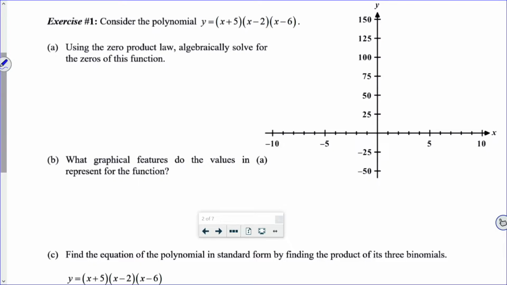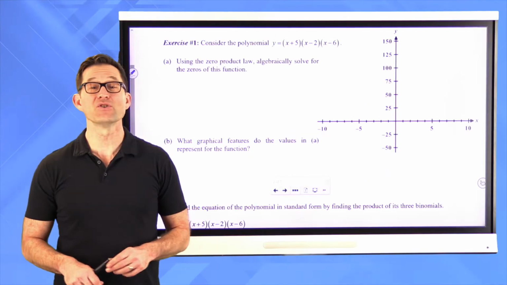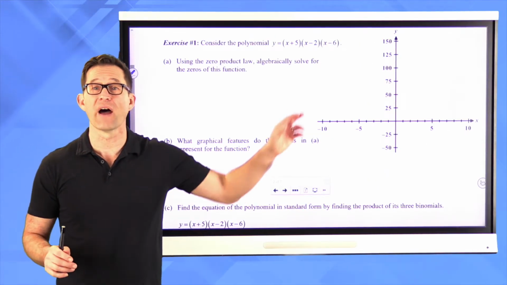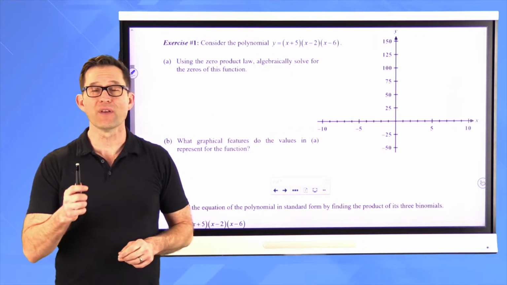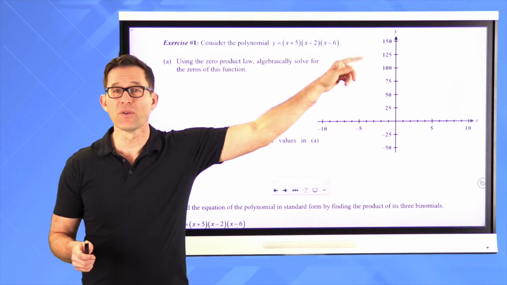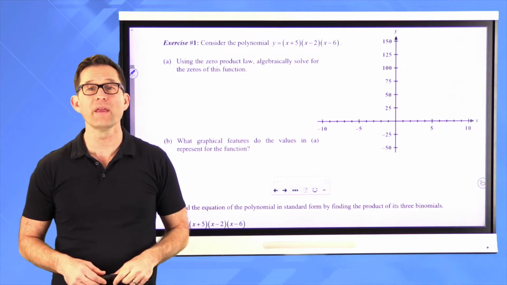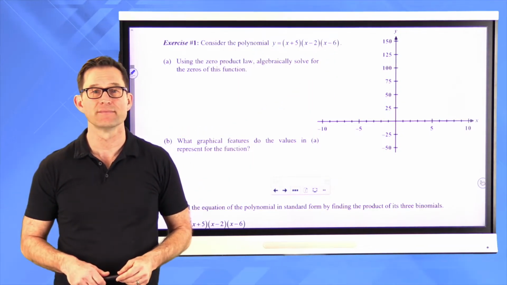Consider the polynomial y equals (x plus 5)(x minus 2)(x minus 6). Letter A. Using the zero product law, algebraically solve for the zeros of this function. Well, this should be pretty easy, especially given the fact that this polynomial is already written in factored form. So take a moment, set that equal to 0 and solve for the 3 zeros of this function.